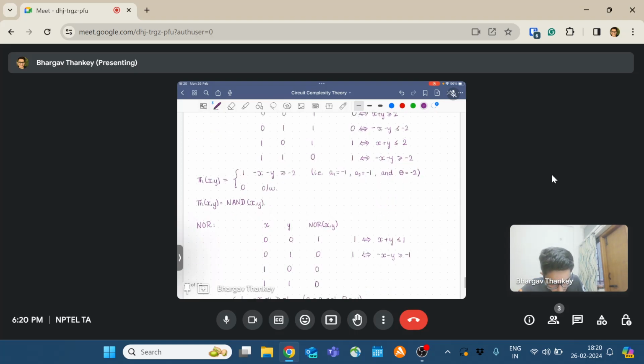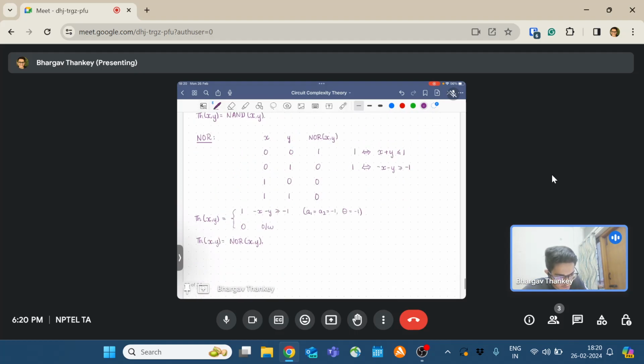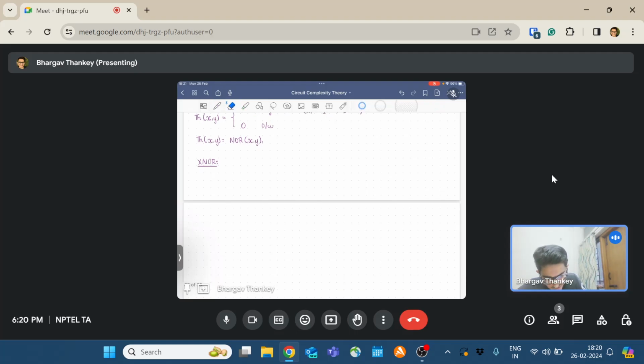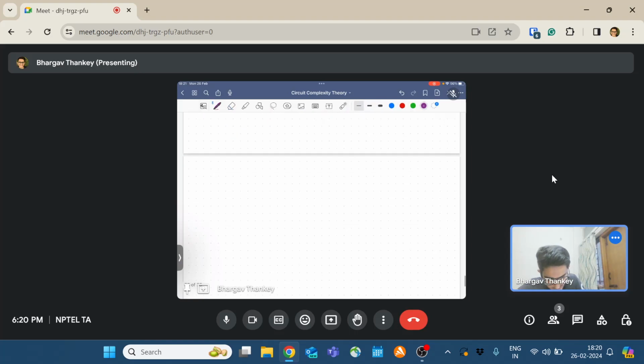So now let's try XNOR. That would be slightly different. Let me add a page. Okay, so I don't have enough space for the truth table over here, so let me just write it next. Okay, so we again.